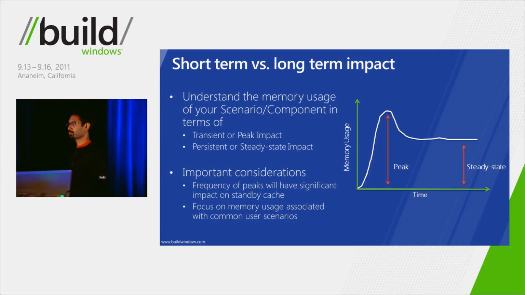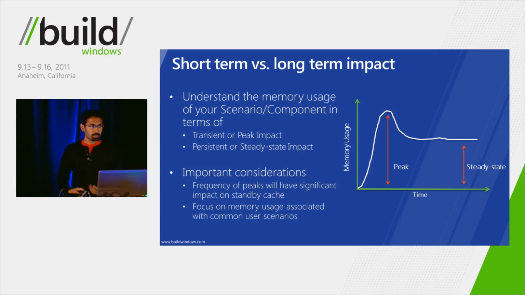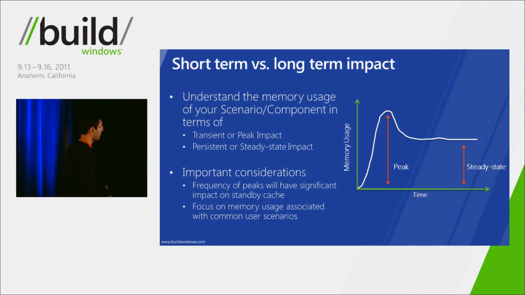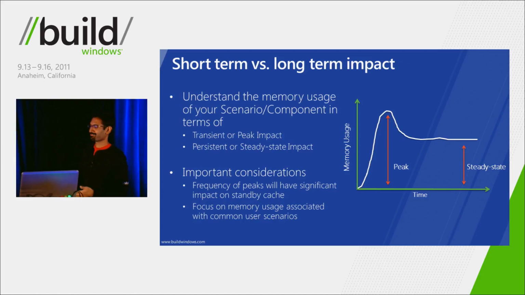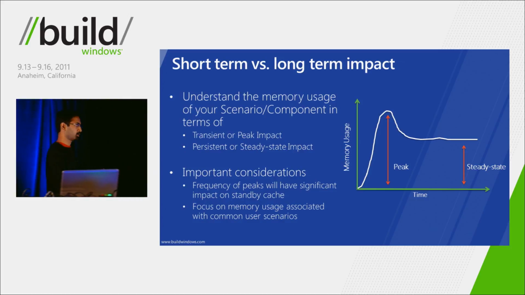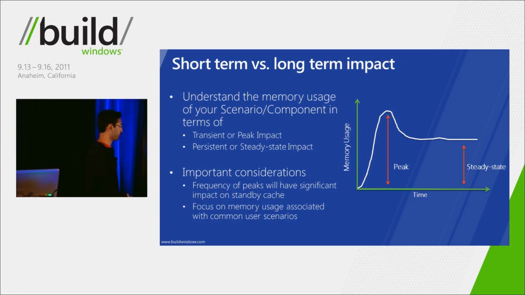Again, tie that back to the standby cache. The lower your steady state, the more we can cache. And think about how frequently your peaks occur, which means if certain peaks occur more frequently, you're possibly pushing out things that we could have cached in memory.